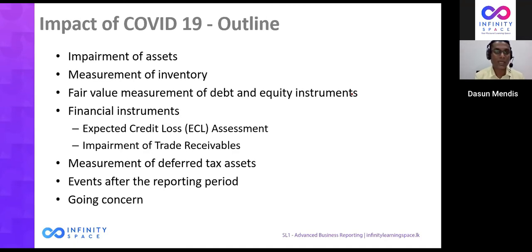I have categorized my presentation into different headings, where I'm going to look at impairment of assets, measurement of inventory, fair value measurement of debt and equity instruments, financial instruments. Under that, I'm going to discuss the expected credit loss assessment and also impairment of trade receivables, measurement of deferred tax assets, events after the reporting period, and the going concern. Let's take one by one now and discuss in detail.